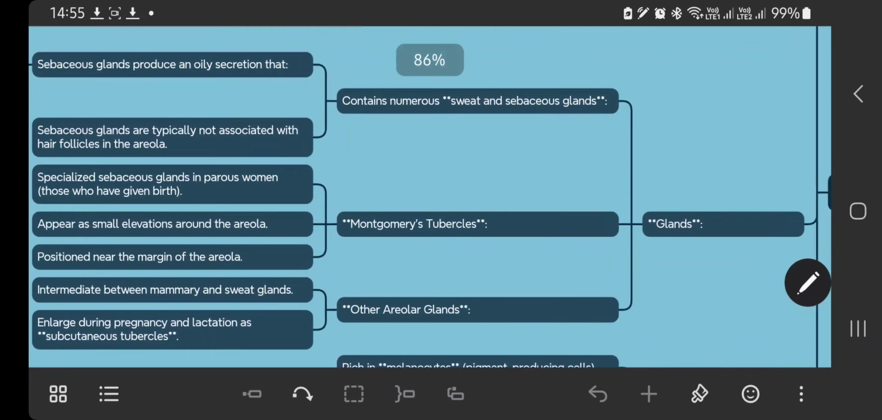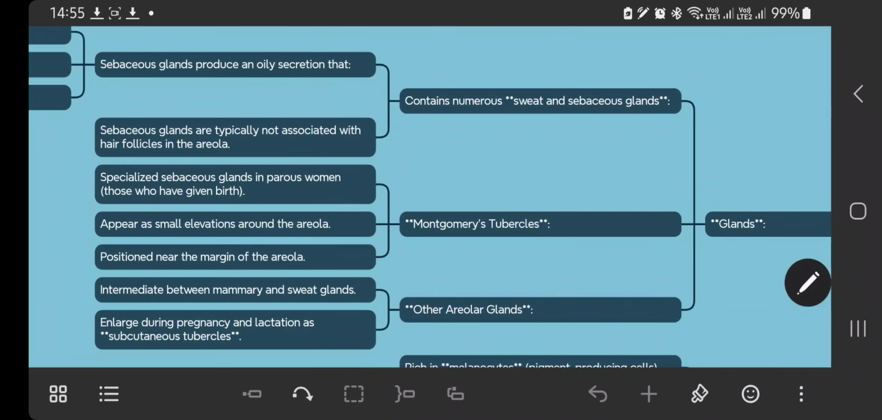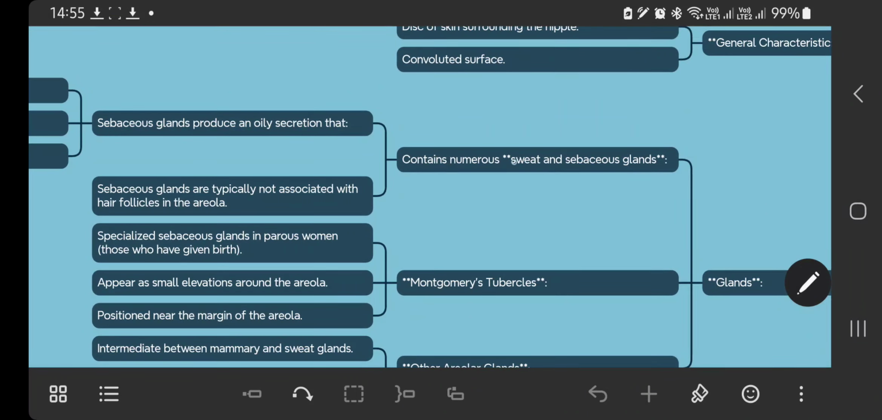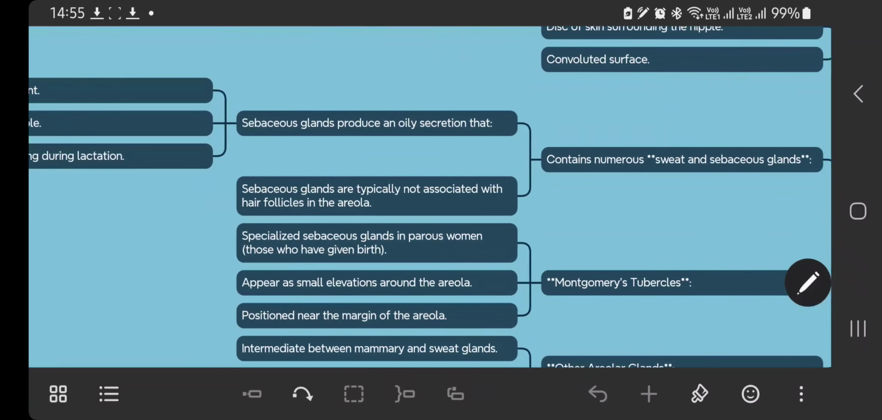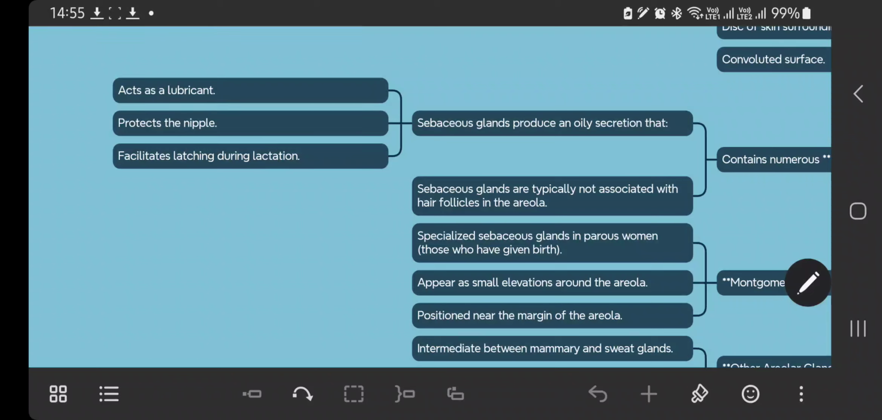So what about the glands of the areola? It contains numerous sweat and sebaceous glands. The sebaceous glands produce an oily secretion, which acts as what? A lubricant. And also what does it do? It protects the nipple and it facilitates latching during lactation.